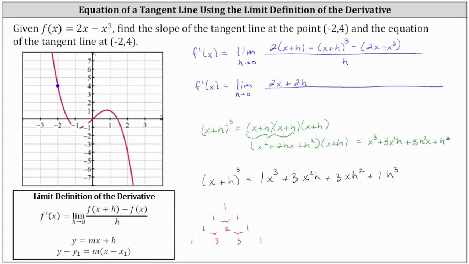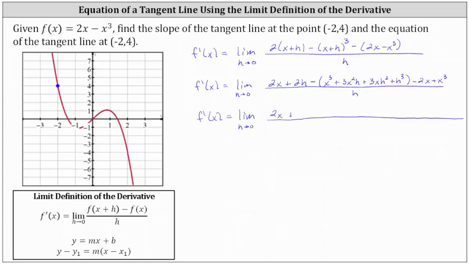But we are subtracting the cube of the quantity x plus h, so we need to subtract the expression in parentheses. And then we still have minus 2x, and then minus negative x cubed gives us plus x cubed, all over h. And now we remove this last set of parentheses and simplify the numerator. We have 2x plus 2h minus x cubed minus 3x squared h minus 3xh squared minus h cubed minus 2x and plus x cubed. And of course still all over h.